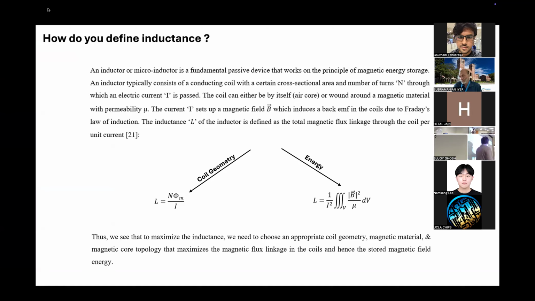There's also another way to define inductance, which is in terms of energy. The energy per unit volume stored in the magnetic material is 1 over 2 mu naught B squared. Because the energy stored in an inductor is also half L i squared, if you equate both, you can define inductance in terms of the energy density in the field. So to increase inductance, you need to find a way to increase the magnetic flux density throughout a volume of space.